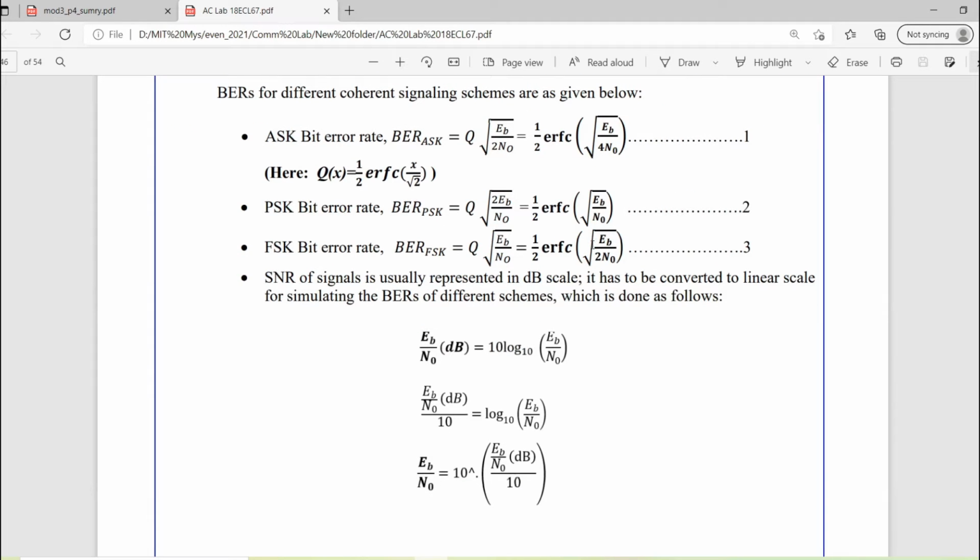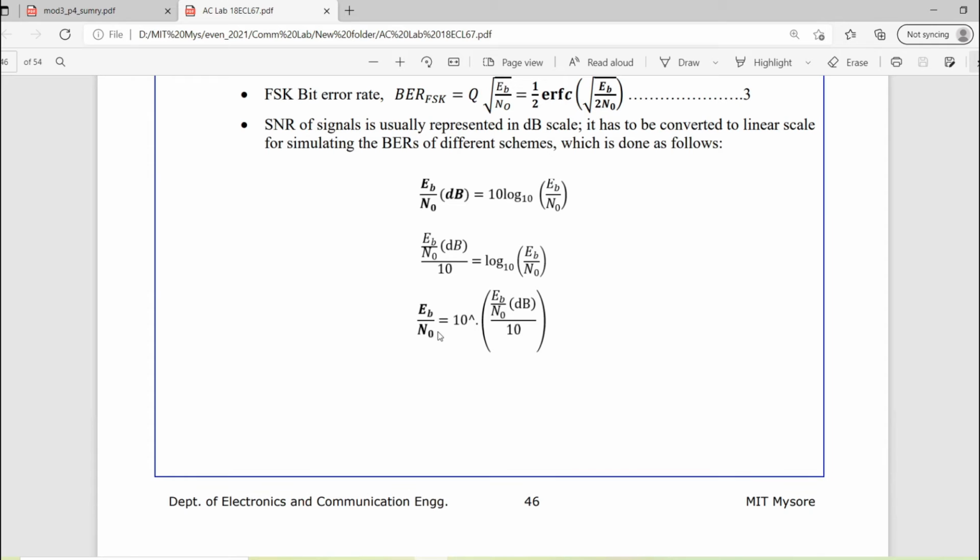Correct? To do that, first thing we need to understand is that SNR of signals is usually represented in decibel scale. So it has to be converted to linear scale for simulating the bit error rates of different schemes. Eb by N naught in decibels is given as 10 log Eb by N naught to the base 10. If we take this 10 to the left hand side, we can simplify it to have Eb by N naught equal to 10 to the power Eb by N naught in decibels by 10. So we use this equation to simulate the BER of different schemes.